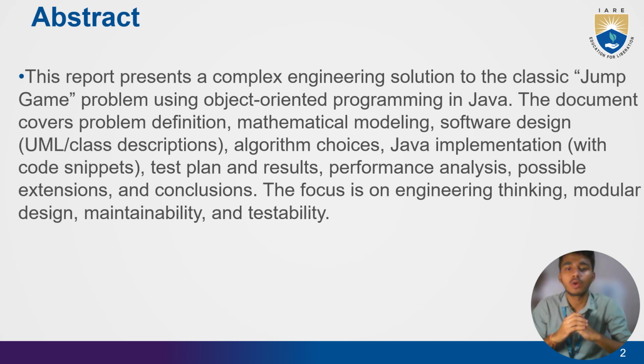This report presents a complex engineering solution to the classic Jump Game problem using object-oriented programming in Java. The documentation covers problem definition, mathematical modeling, software design with UML class description, algorithm choices, Java implementation, test plan and results, performance analysis, possible extensions and conclusion. The focus is on engineering thinking, modular design, maintainability and testability.